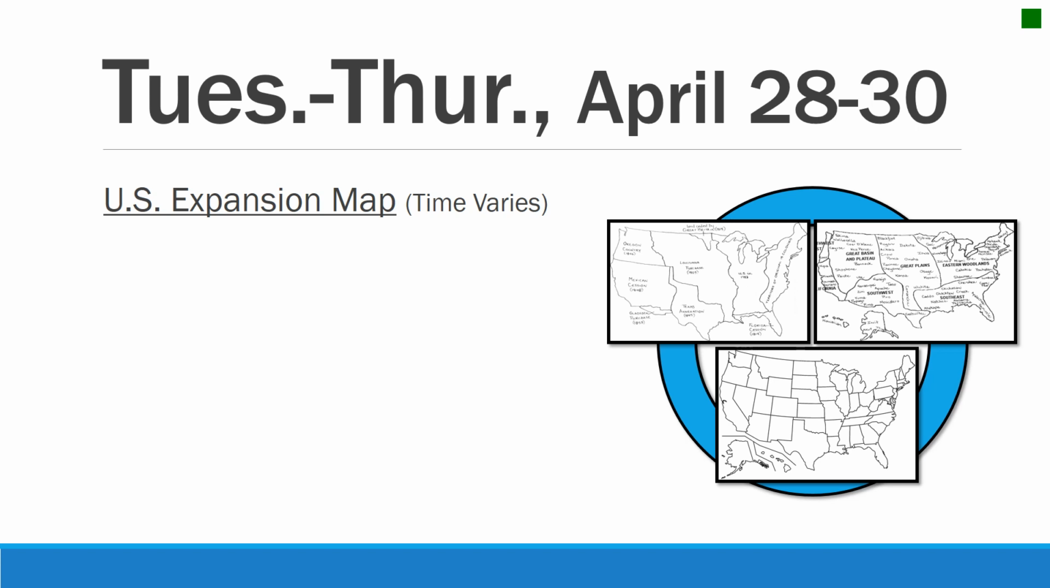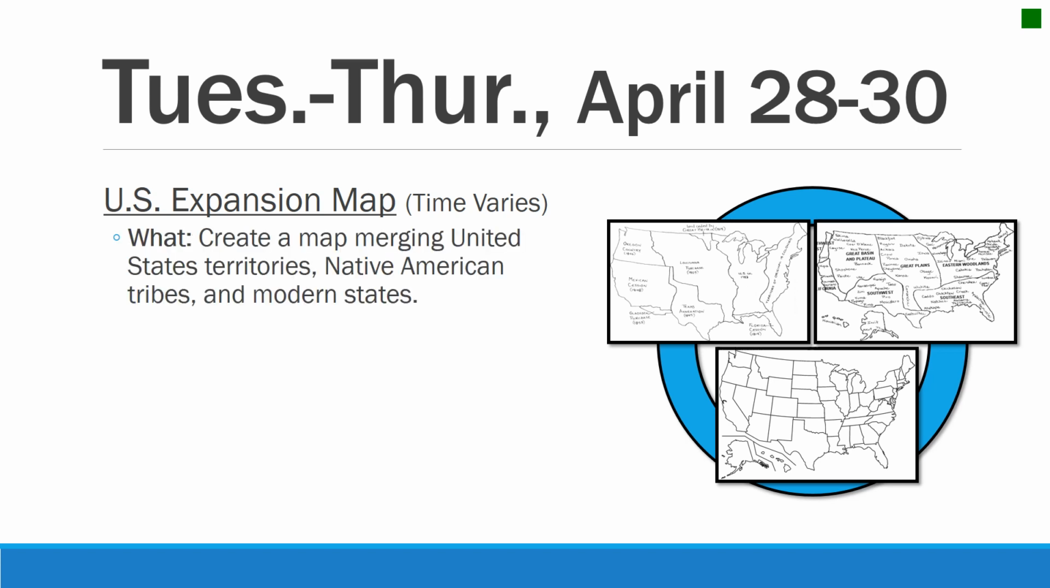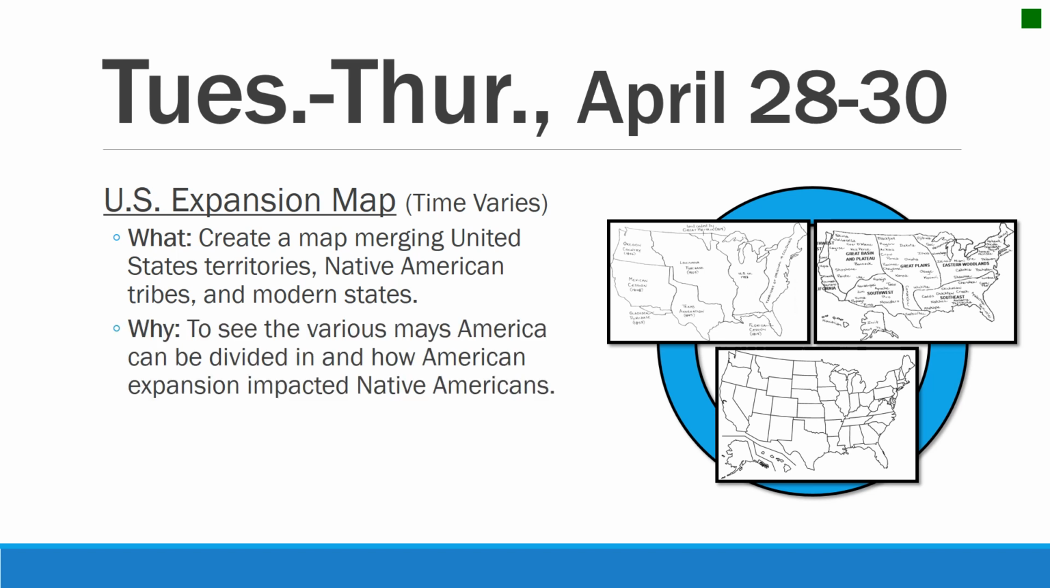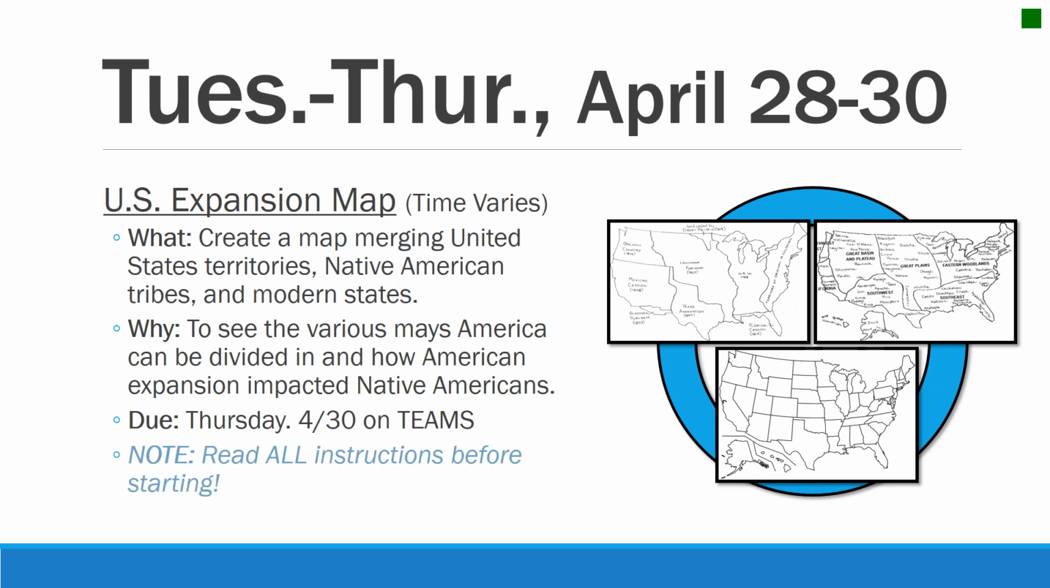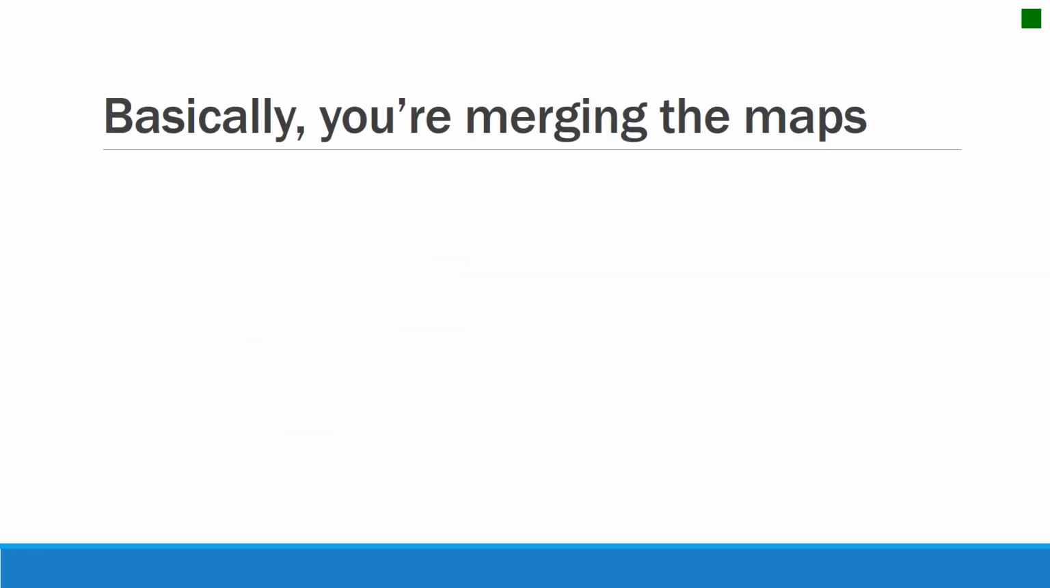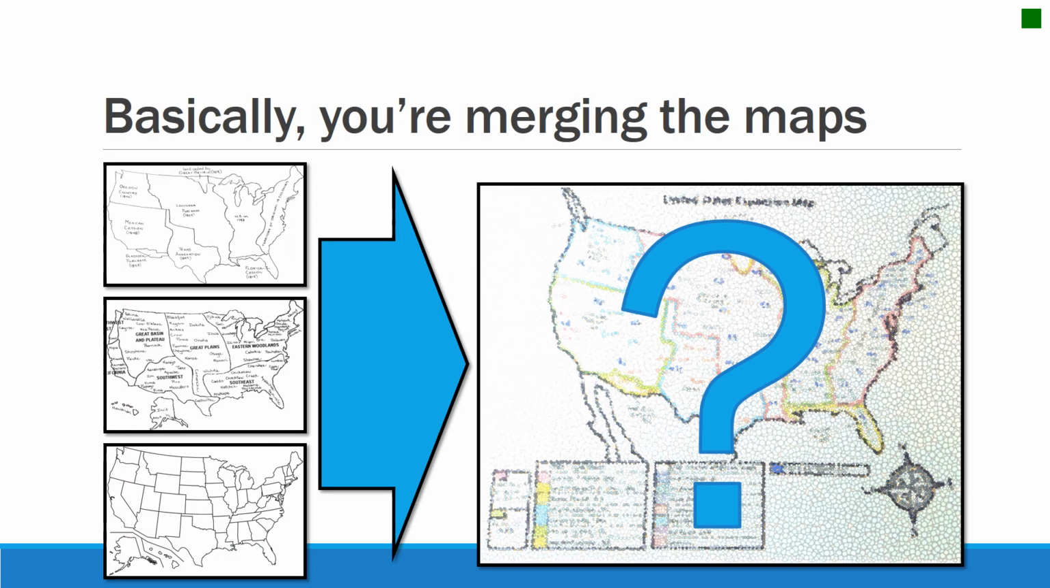On Tuesday, Wednesday, and Thursday of this week, you're going to be working on the US expansion map. Basically, you'll be creating a map by merging the United States territories map, Native American tribes map, and the modern states maps all together. You'll be completing a final single map to submit. We want you to see the various ways the U.S. can be divided and how America expanded and how it impacted Native Americans. This will be due on Thursday, April 30th on Teams. Note, please read all instructions before starting. That'll be important for you. Basically, you're just merging these maps together.